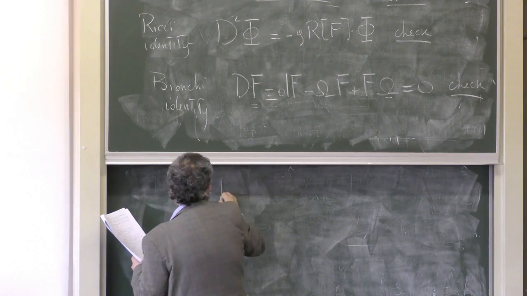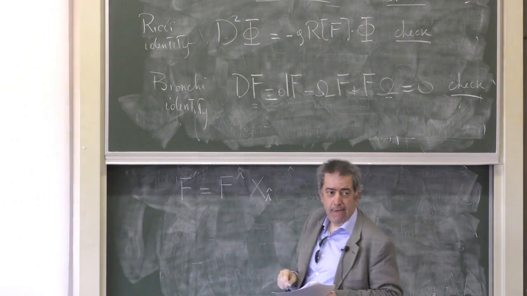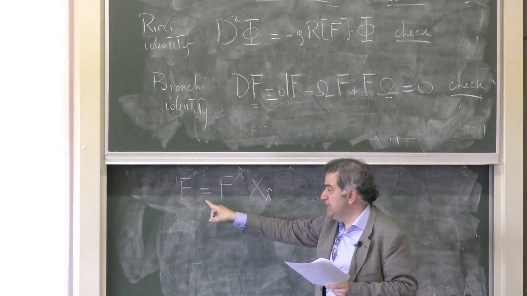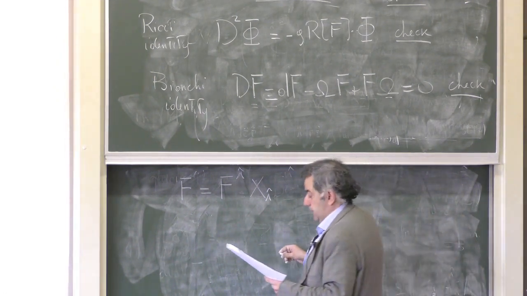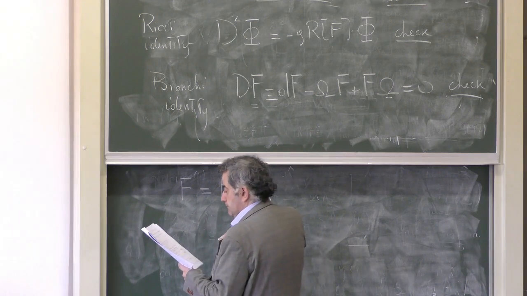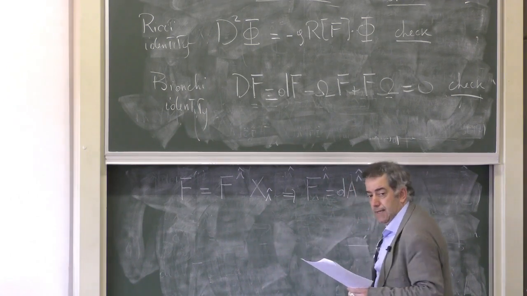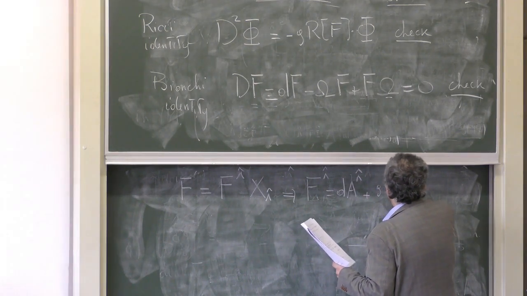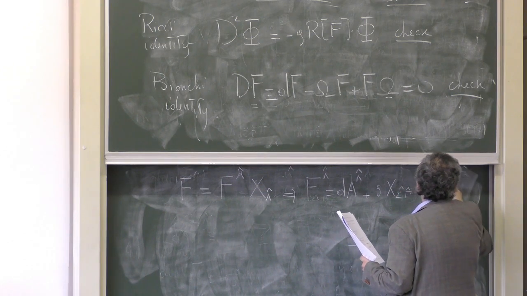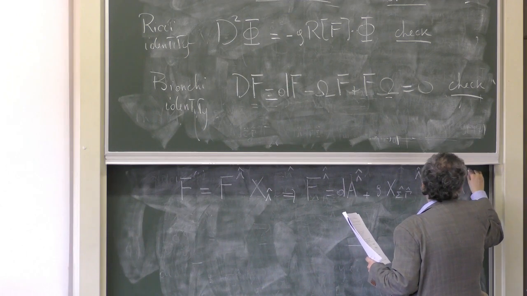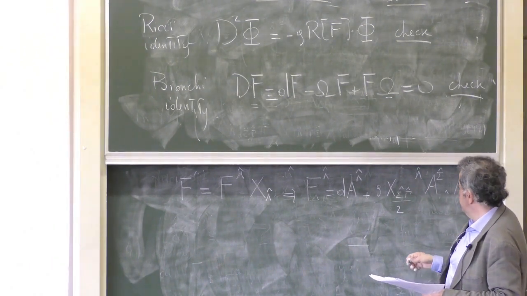Let's write F as F lambda X lambda. So let's expand now these two forms, which have values in the algebra, on a basis of the algebra. You see that F lambda is equal to D A lambda plus G X sigma gamma lambda A sigma wedge A lambda gamma, sorry, divided by 2. Check.